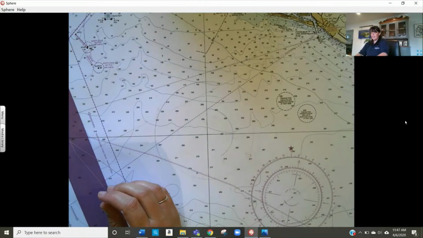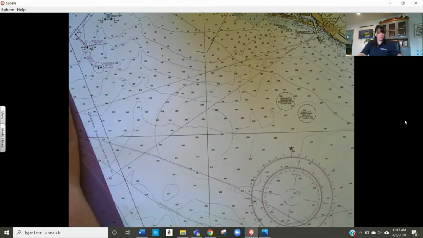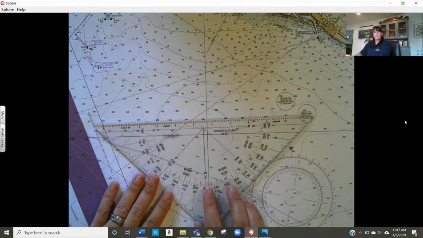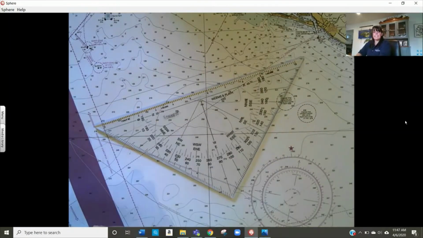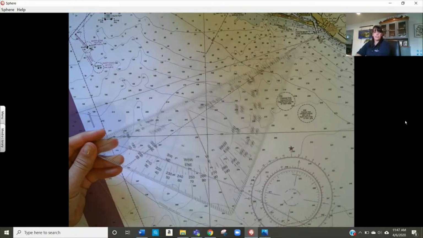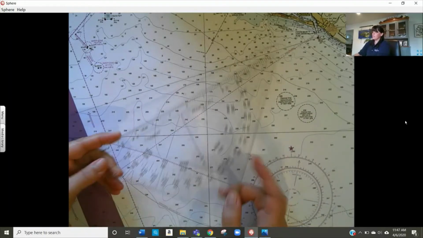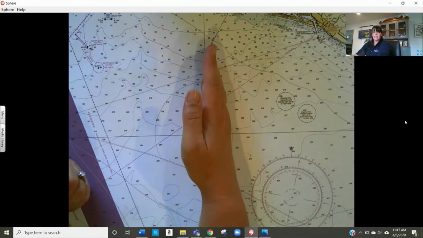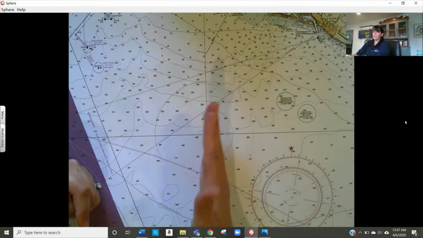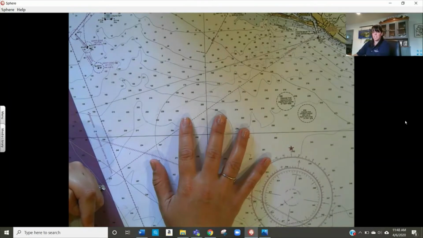Okay. Lastly, I'm going to talk about my preference, which is the triangle. So the triangle is different because it doesn't use the compass rose to measure your course. It has the measurements already on the triangle. So all you have to use is a vertical line. Now it must be a vertical to due north, which happens to be the meridians on a Mercator projection chart.